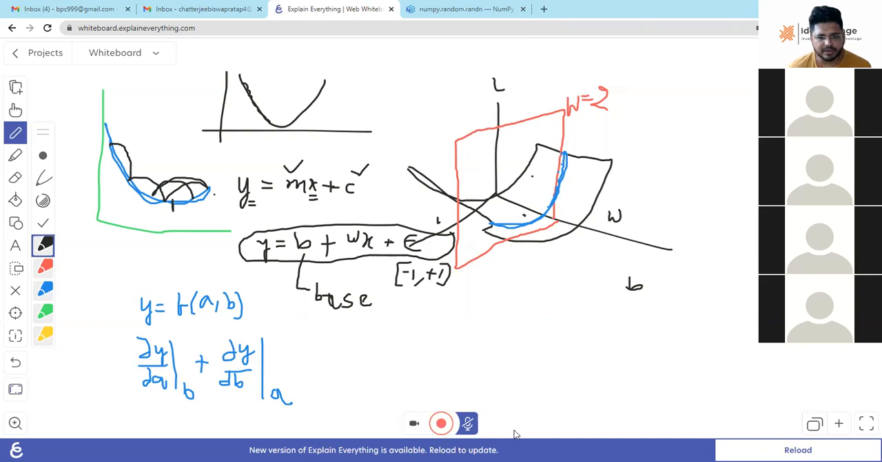So this is our learning rate now. We have done big learning rate. I told you the problem. Small learning rate. I told you the problem.